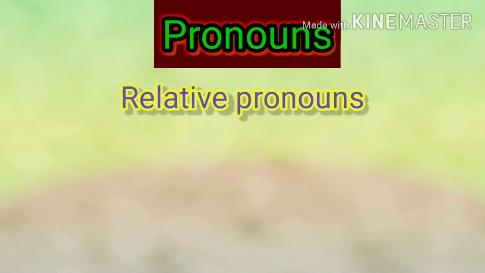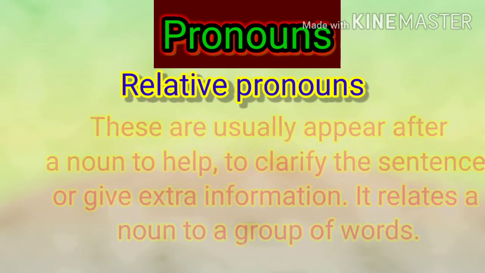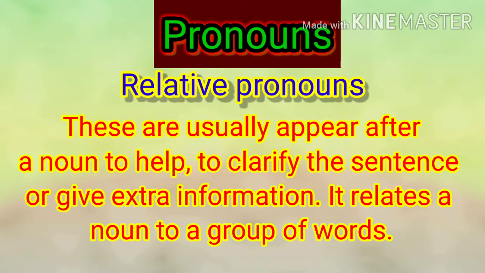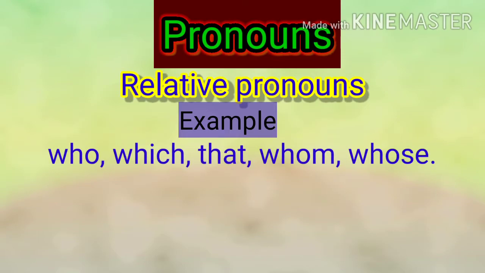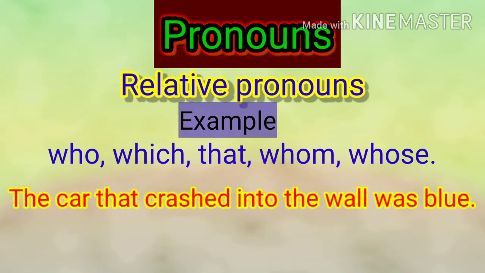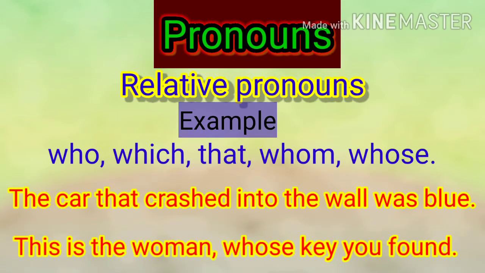Next type is relative pronouns. These usually appear after a noun to help clarify the sentence or give extra information. It relates a noun to a group of words. Examples include who, which, that, whom, whose. Examples in a sentence: the car that crashed into the wall was blue. This is the woman whose key you found.